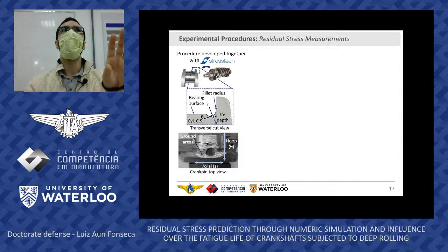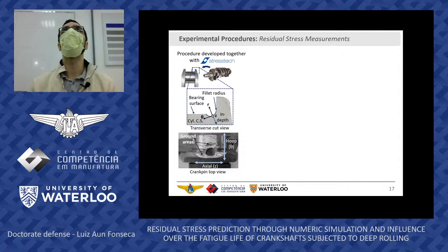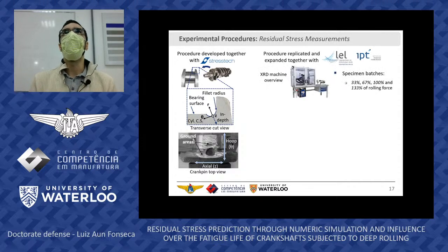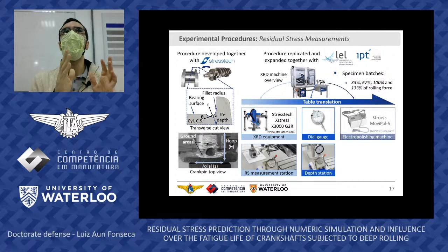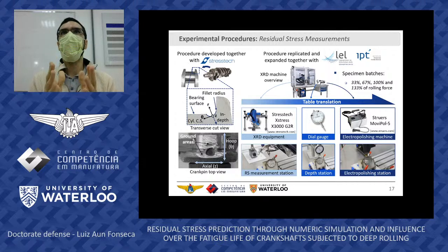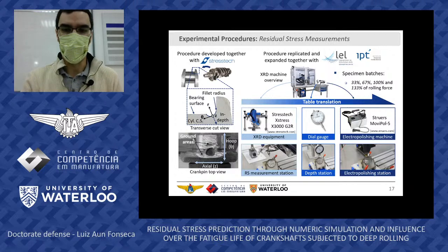So what we did, we took this developed procedure and replicated and expanded it together with our friends from the Lightweight Structures Laboratory of IPT, using the exact same machine as Stresstech used in Germany, also with all specimen batches produced with different rolling force, ranging from 33 to 133% of rolling force. So we have created basically three stations here. The first one being the residual stress measurement station. The second one, we measured the depth that was electropolished by the third and final station.